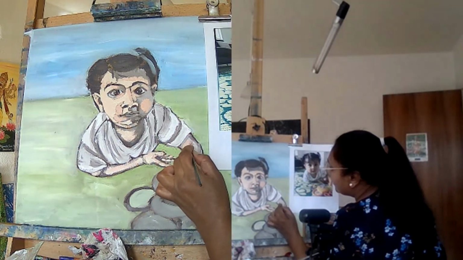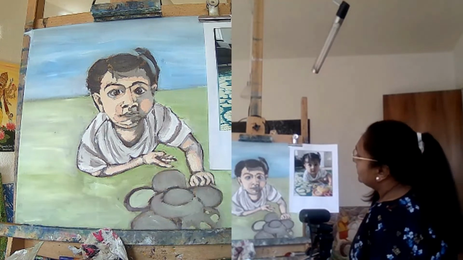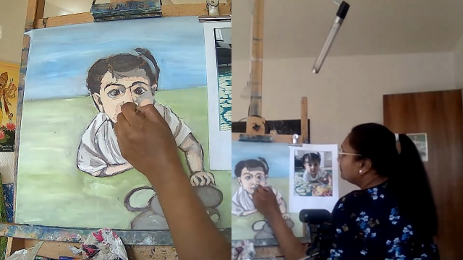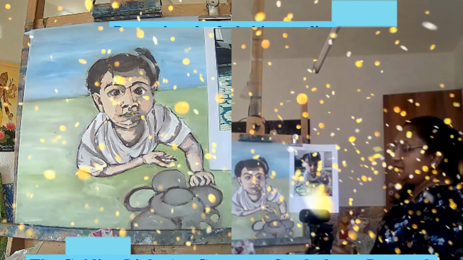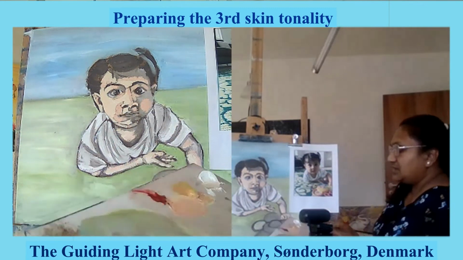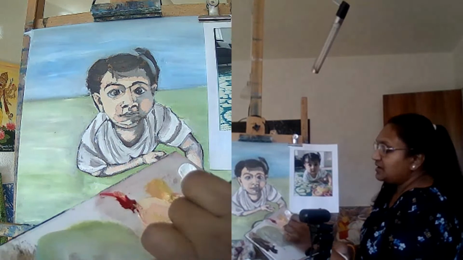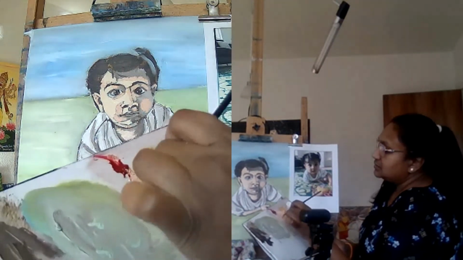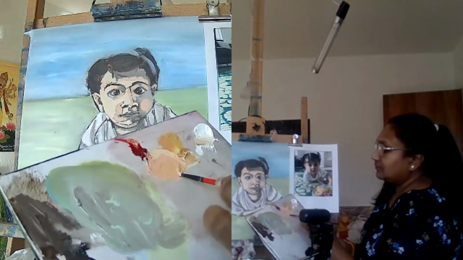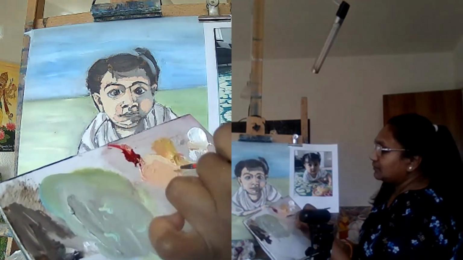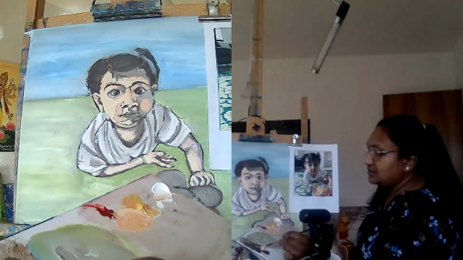So I have done a slightly pinky tonality as well here. And I think I'm ready to move on to make another tonality right now. So here I want it a little more darker. So I'm adding more of the yellow ochre to see how it goes. And remember, we had a bit of this.